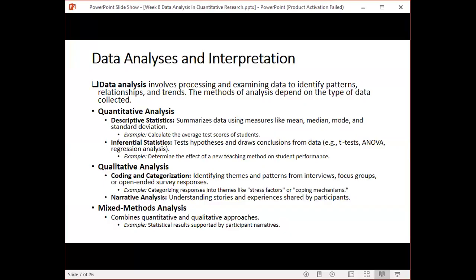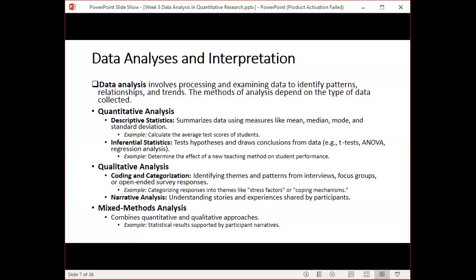Right? So if it's a quantitative analysis, as we said, you can do descriptive statistics, right? You summarize the data, like the mean, median, mode, and stuff like that. And then if it's inferential, you test the hypothesis, you draw conclusions. You can use things like the t-test, the ANOVA, and the regression analysis to do that. Okay, so that is quantitative.